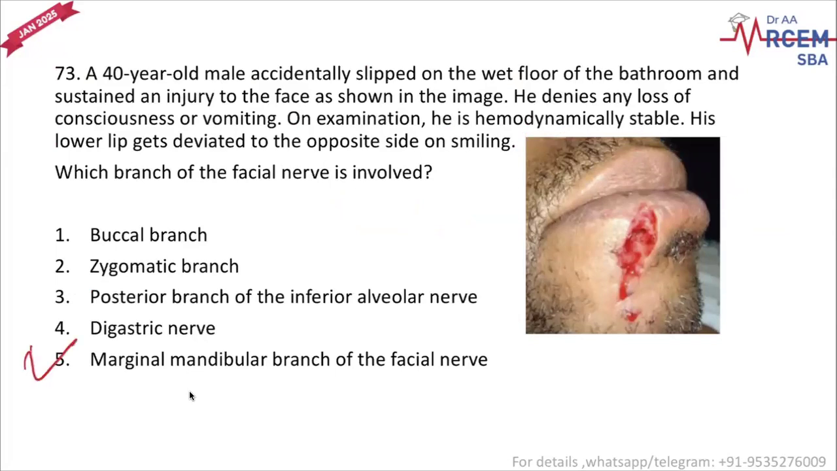This is the fifth one. It is a difficult question. This should have been asked in the primary exam, not in an exam like this. But the marginal mandibular branch of the facial nerve is the one which is involved, and you need to be aware of it.